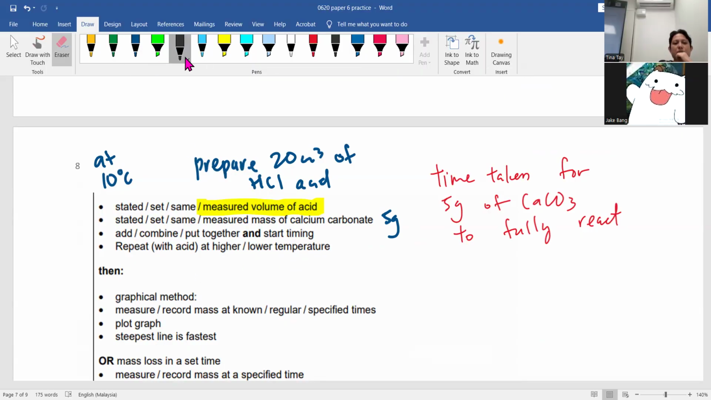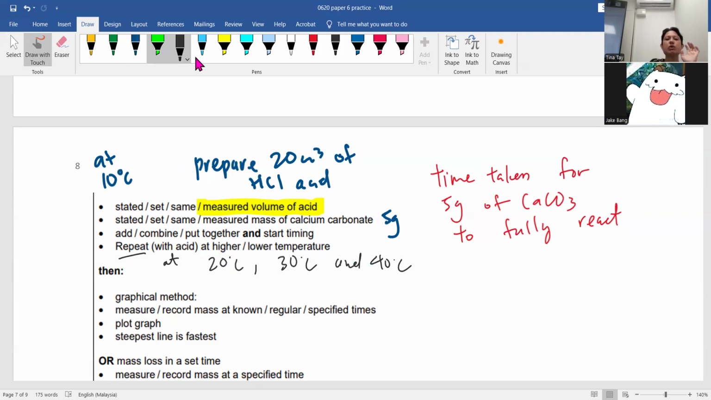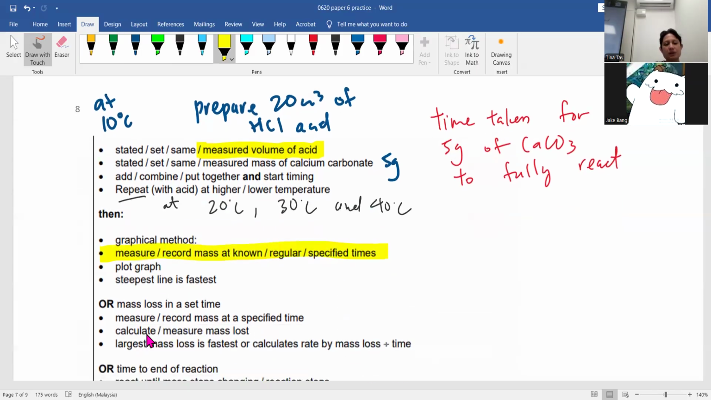Don't just say higher temperature. You must mention what temperature. So you must say repeat at 20 degrees Celsius, 30 degrees Celsius, and 40 degrees Celsius. Now, you don't need to draw a graph. All of this, you just do one. You measure mass or measure time. The easiest is just to measure the time taken.